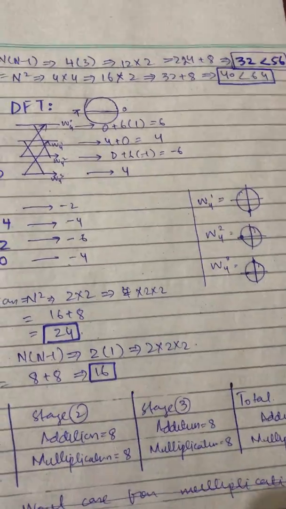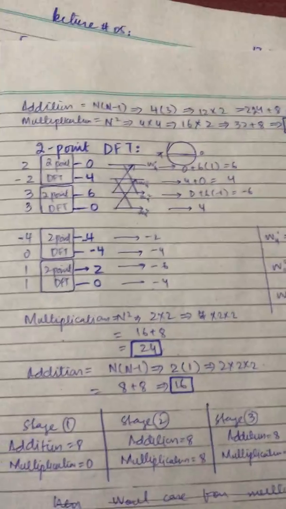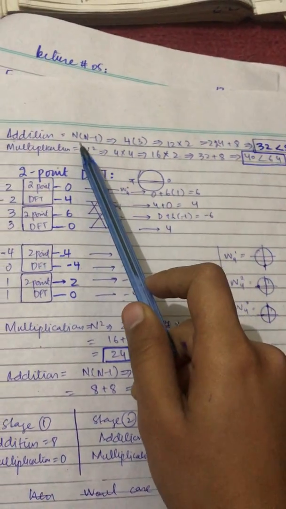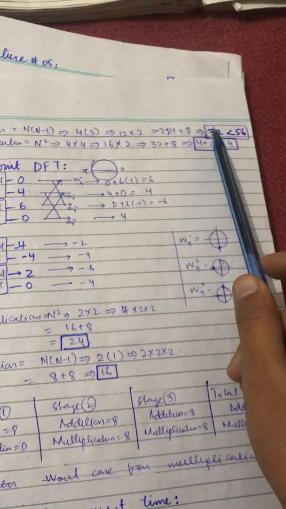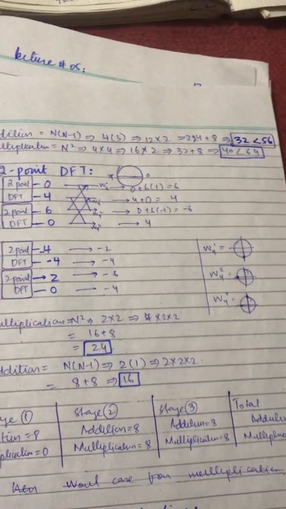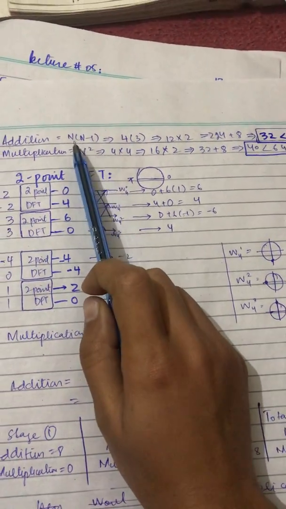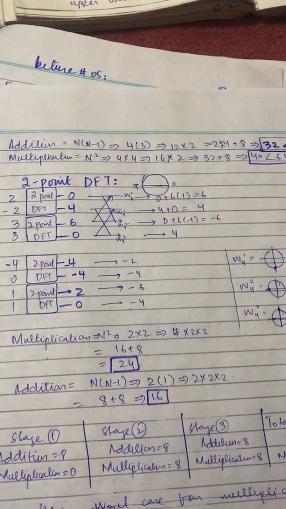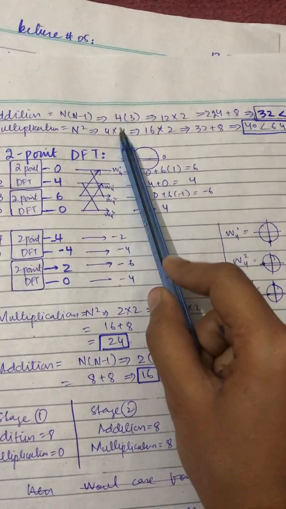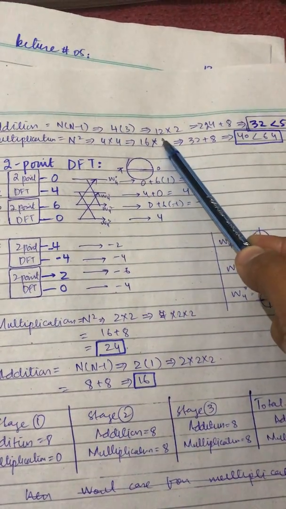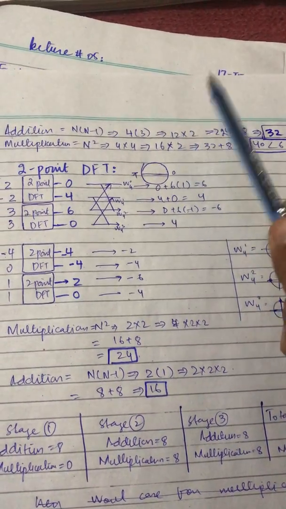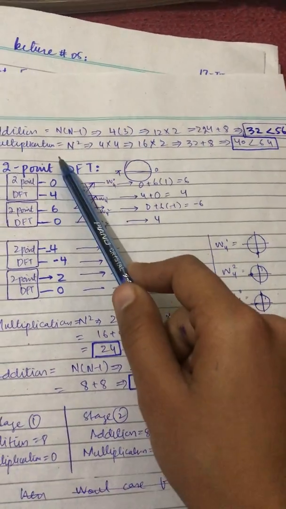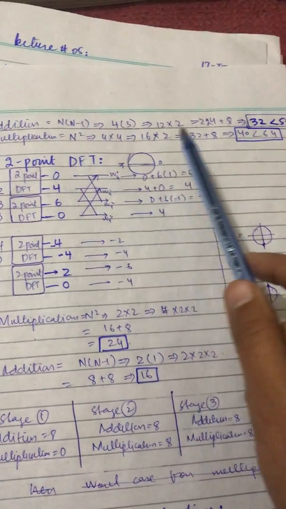On dividing our signal into even and odd parts, our additions and multiplications were reduced to 32 and 40. How? The formula for the addition was n into n minus 1, and we have divided our signal into 4 even and 4 odd parts. So n is equal to 4 into 3, then we get 12, and 12 into 2, as we have divided into 2 parts, so we multiply by 2, and a total number of samples were 8, so we get 32. And in case of multiplication we got 40.